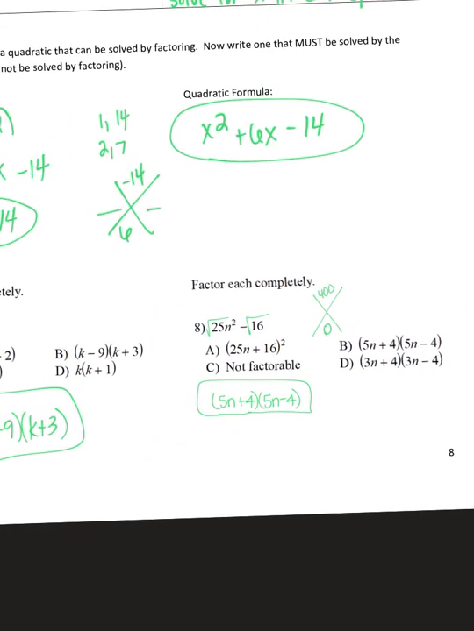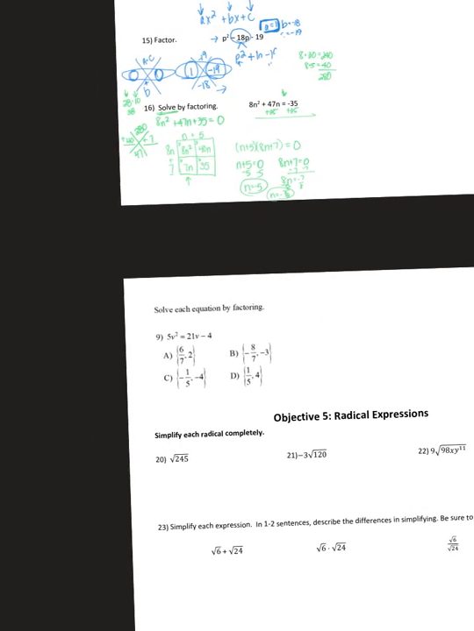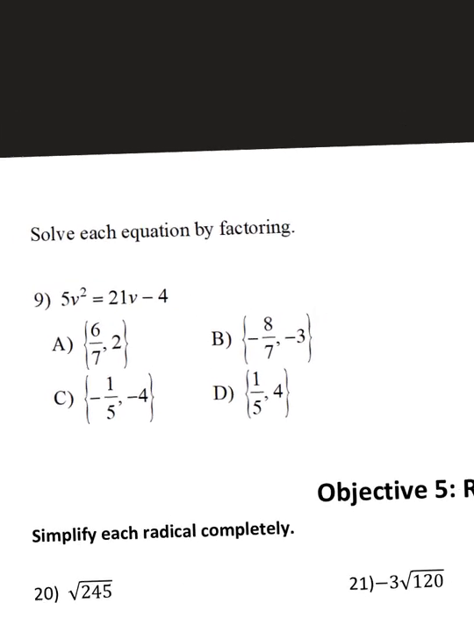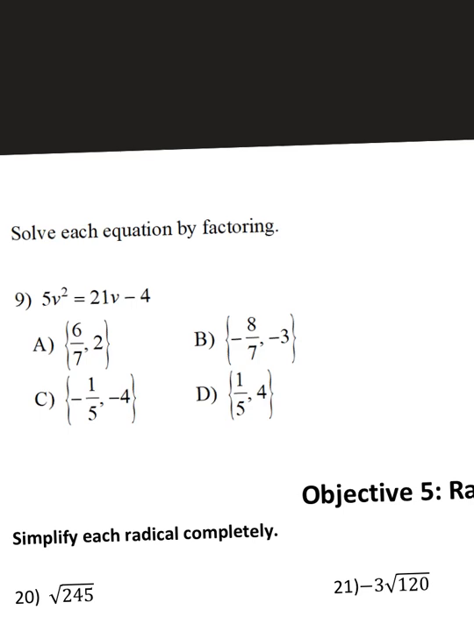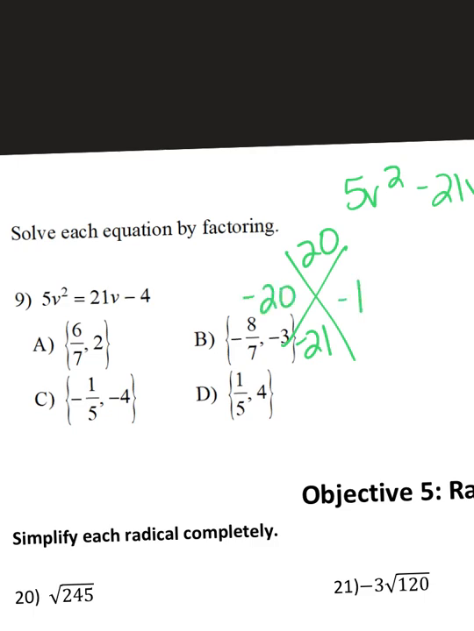Okay, and then we'll take a look at number 9, which asks us to solve this one by factoring. So 5v squared minus 21v plus 4. We set that equal to 0, and we'll set up our diamond. 5 times 4 is 20, and b is negative 21. So we're looking for two numbers that multiply to be positive 20 and add to be negative 21. So that would be negative 20 and negative 1.